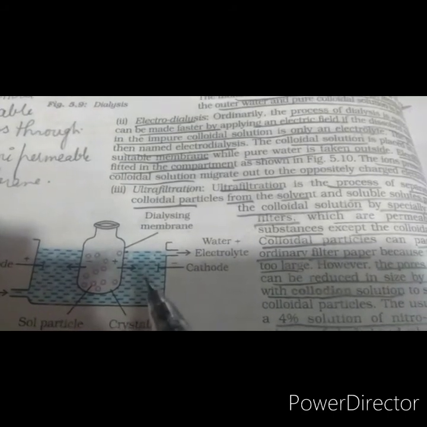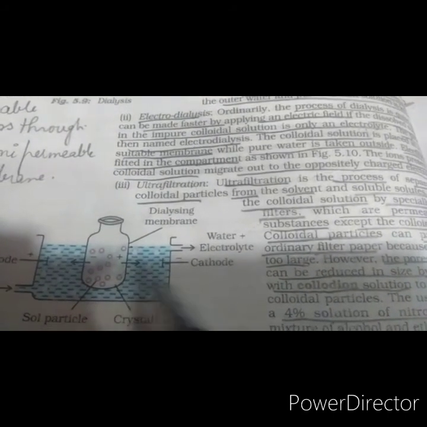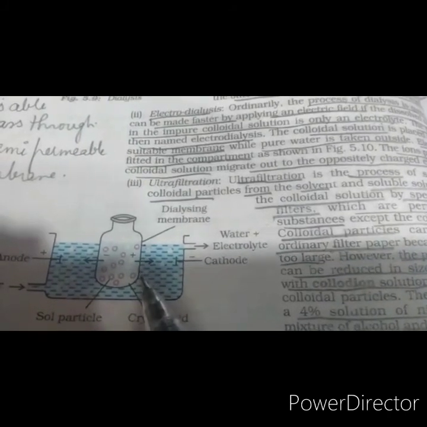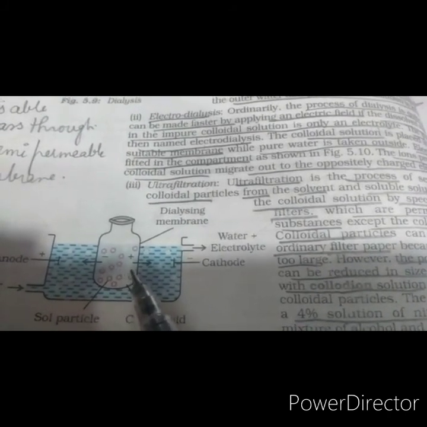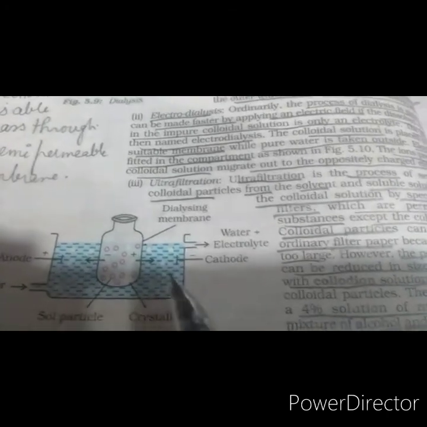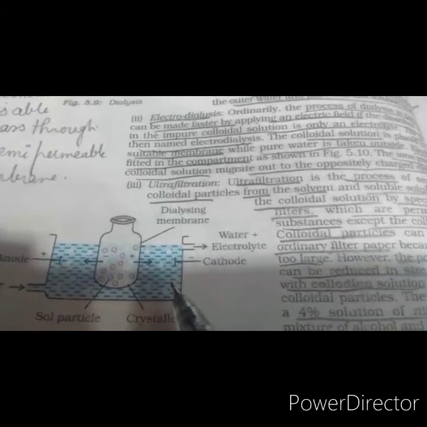So what happens on fitting the electrodes, the cathode and anode here? The ions start moving towards the oppositely charged electrode. As a result, the colloidal solution is again purified. It becomes free from all the impurities as the impurities move towards the oppositely charged electrodes.